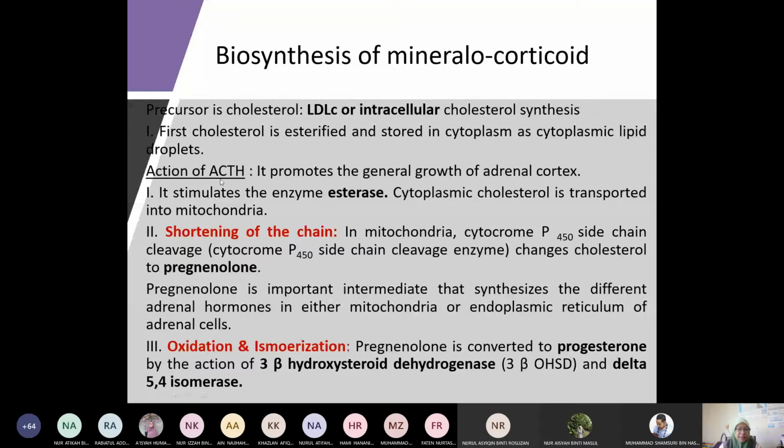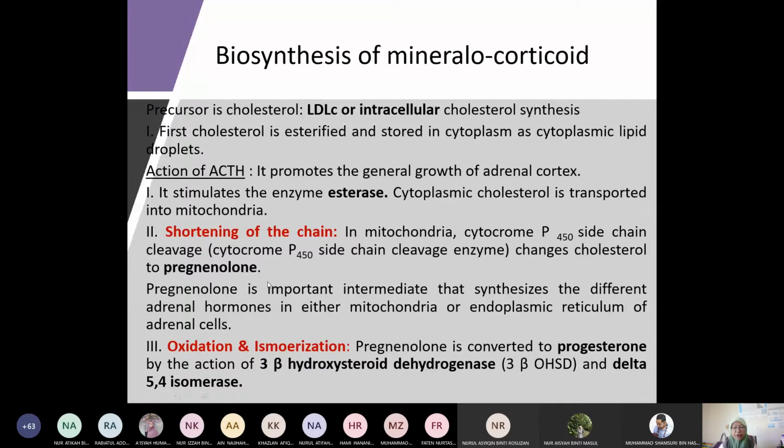So as I mentioned earlier, ACTH stimulates the enzyme esterase. Esterase degrades the cholesterol ester from the lipoprotein, so the cholesterol and ester group detach from each other. Then cholesterol is transported into the mitochondria by the steroidogenic acute regulatory protein mediated mechanism, and shortening of the chain is done by a specific enzyme. We call it cytochrome P450 side-chain cleavage enzyme. This enzyme activity requires NADPH and oxygen.